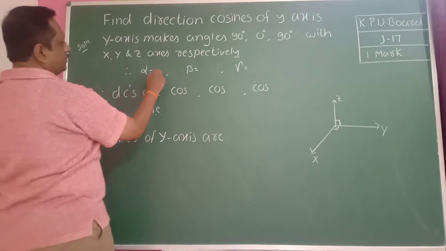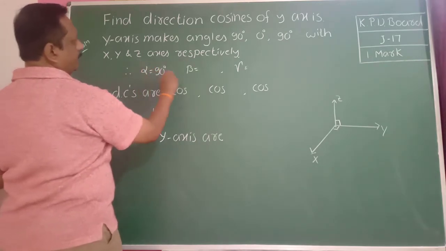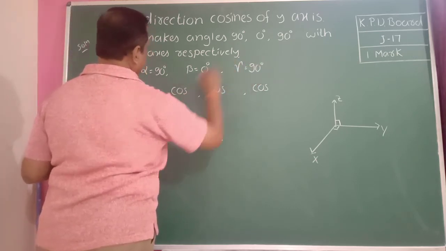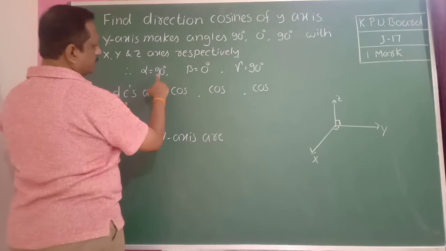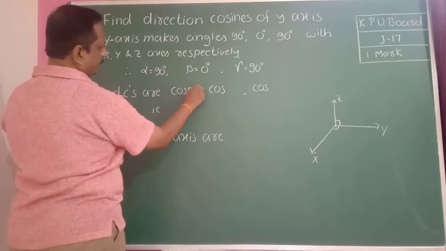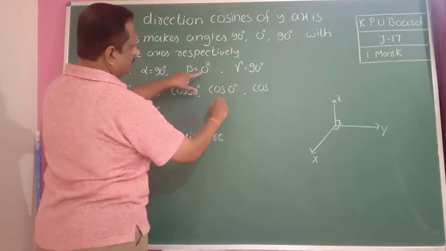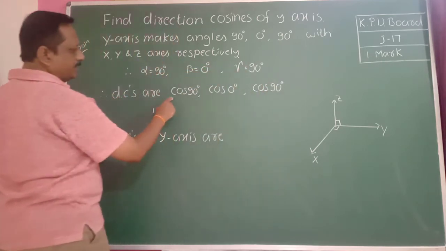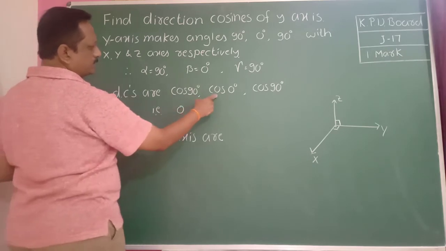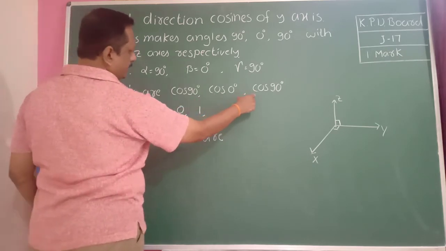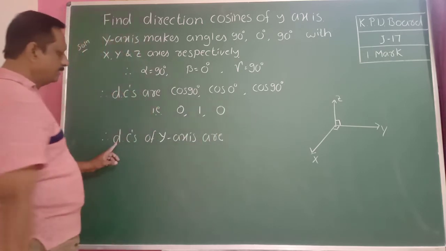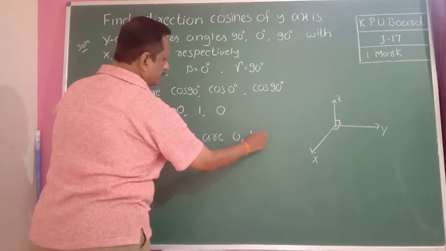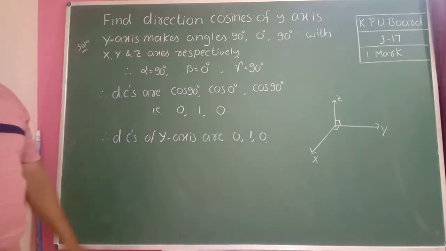So alpha is equal to 90 degree, beta is equal to 0 degree and gamma is equal to 90 degree. Hence direction cosines are cos of 90 degree, cos of 0 degree, cos of 90 degree. So cos 90 degree value is 0, cos 0 value is 1, cos 90 degree value is 0. Hence direction cosines of y axis are 0, 1, 0. This is the answer.